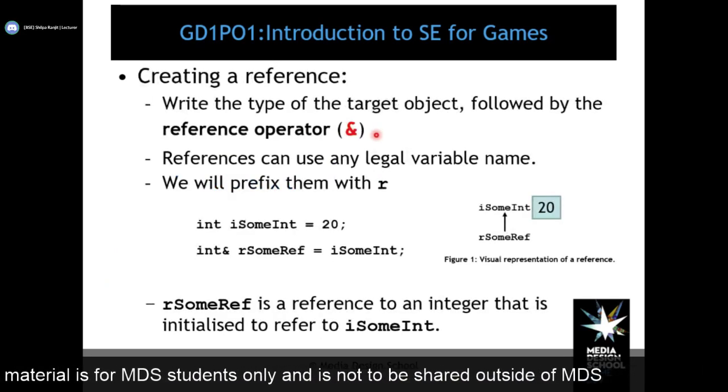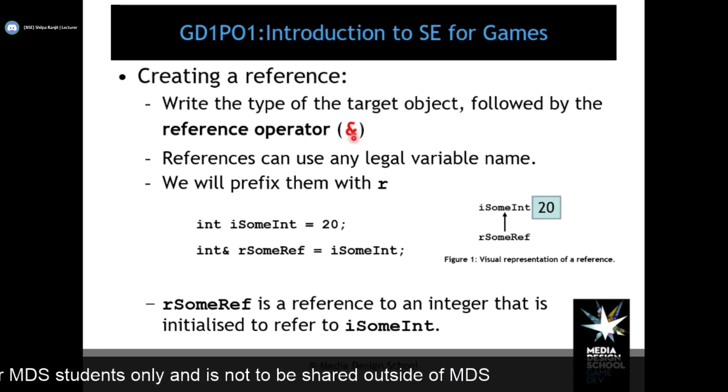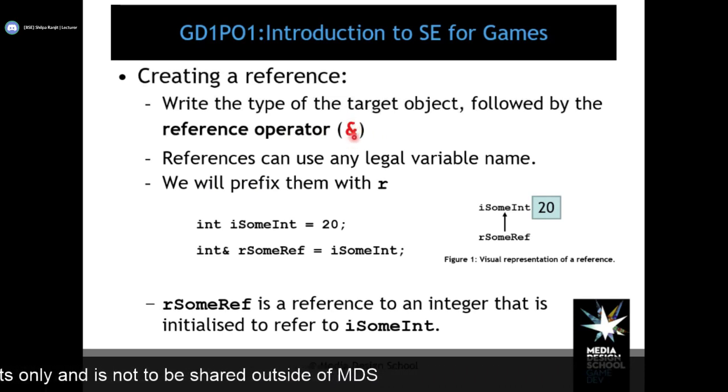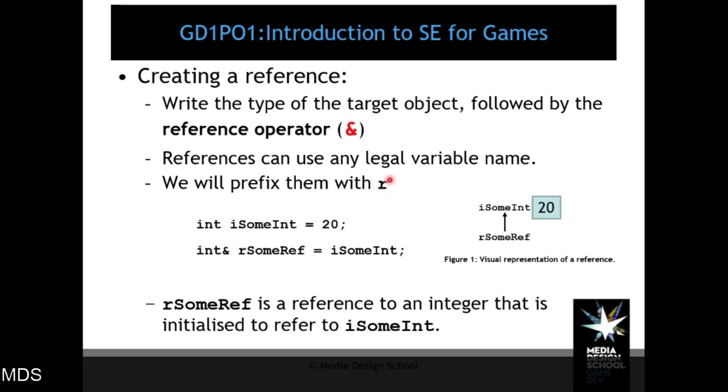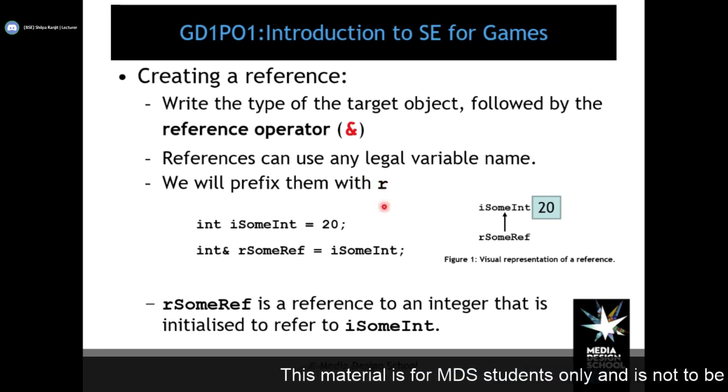So the main thing is to create a reference, you need the ampersand sign at the point of declaration. And we usually prefix it with R to indicate that it is a reference variable. Okay. So create meaningful names for the reference as well so that we understand which variable it is referring.